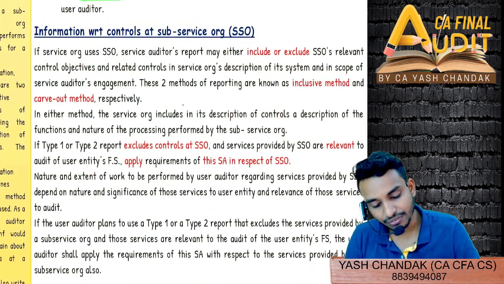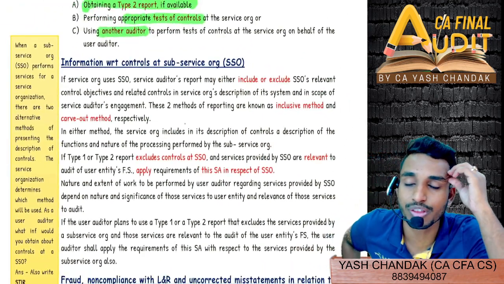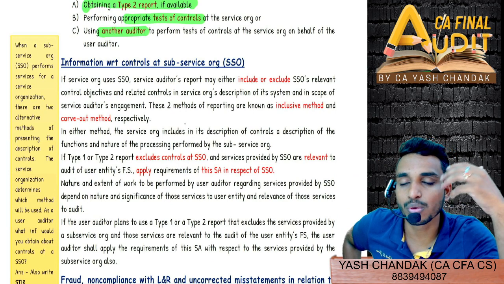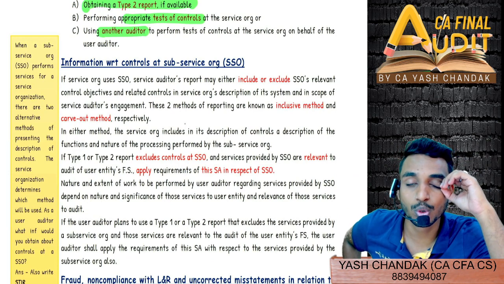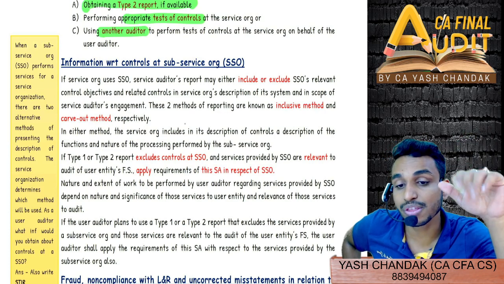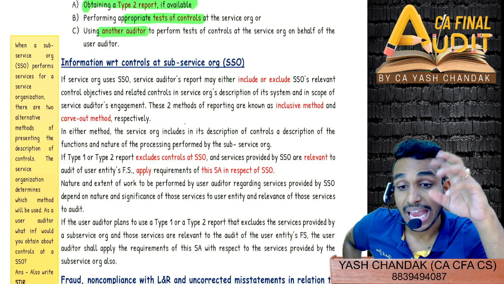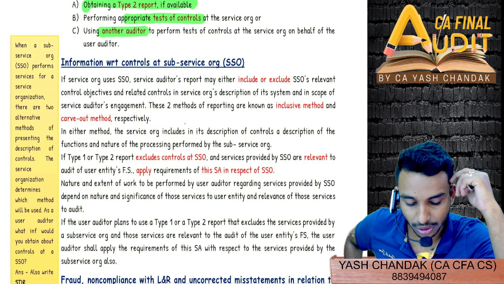So give it a reading for information with respect to controls at the sub-service organization, because just now we saw one example where I have outsourced the employee-related service to you, and then you outsource further. So now we have to deal with what? The sub-service organization. So what all information with respect to controls do we have to obtain at the sub-service organization, SSO?